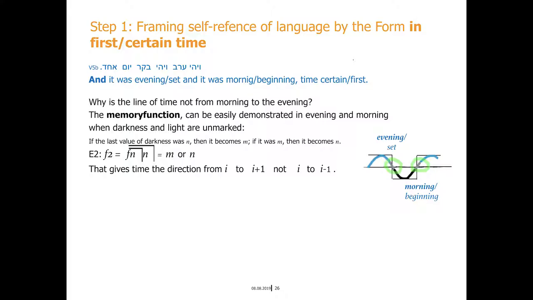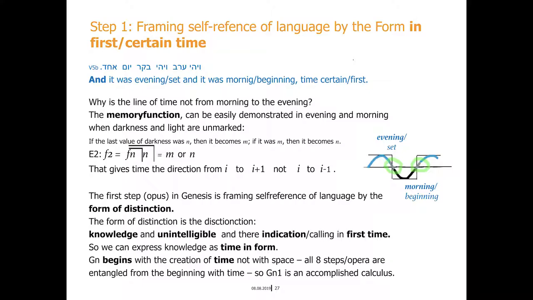The first step in Genesis is framing self-reference of language by the form of distinction. The form of distinction is the distinction of knowledge, unintelligible, and the indication in first time. So we can express knowledge as time in form.